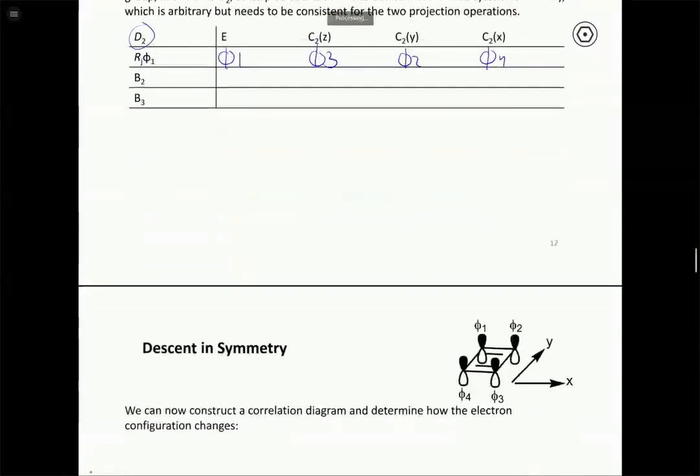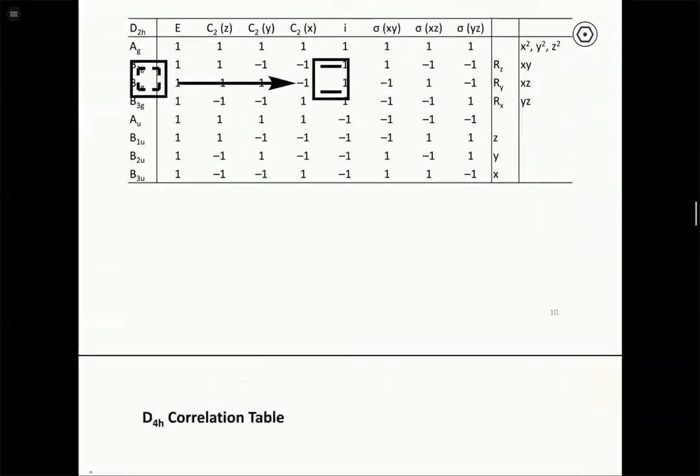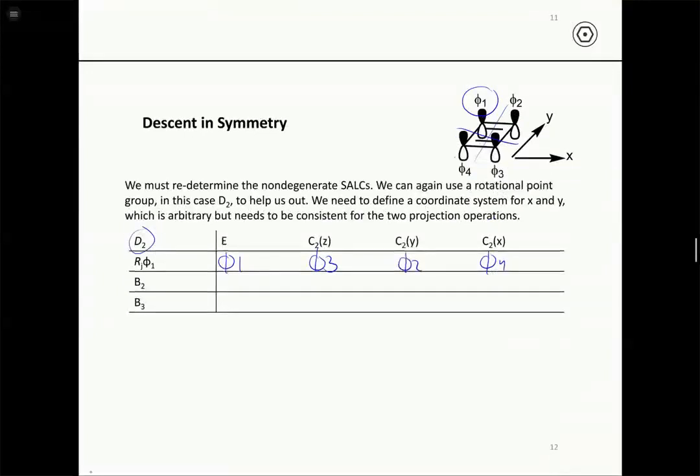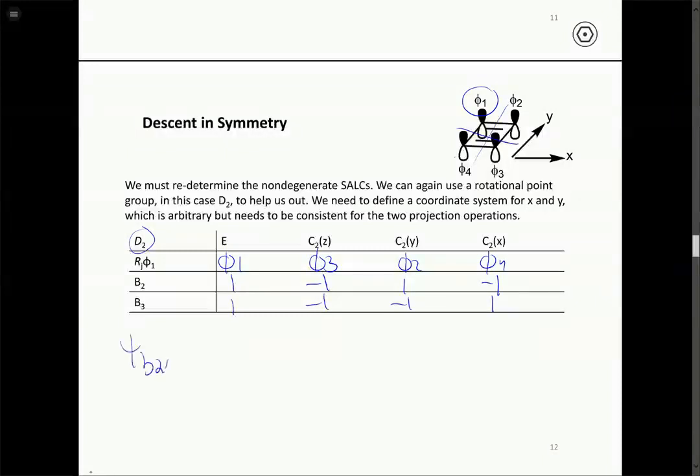In the D2 point group, did I give you that character table? I don't think I did, but for the D2 point group, for those four operations, the characters for B2 are 1, minus 1, 1, minus 1, and then for B3 it's going to be 1, minus 1, minus 1, 1. So when we do this, we get a B2G SALC. If we normalize, it's going to be 1/2 and then 1 plus 2.